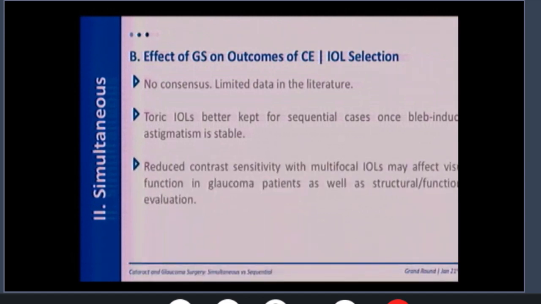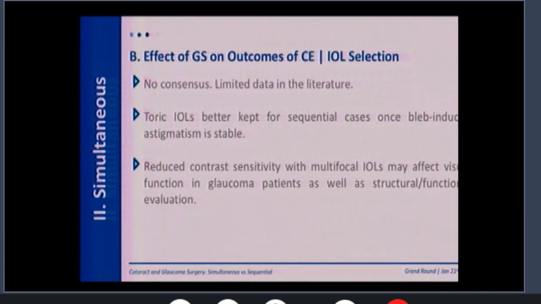What about multifocal IOLs? The issue with multifocal IOLs, as a lot of anterior segment surgeons know, is that they reduce the contrast sensitivity. And this has two problems in glaucoma, not one. First, the patients might be bothered a lot; they're more sensitive to changes in contrast sensitivity compared to normal patients. The other issue relates to the glaucoma specialist. Multifocal IOLs, as I'm going to show in the upcoming few slides, may change the results of our structural and functional evaluation.